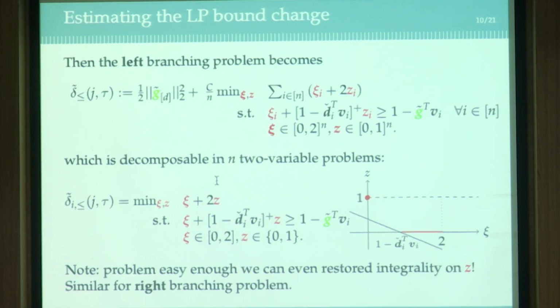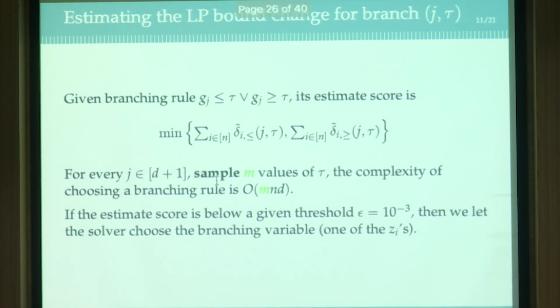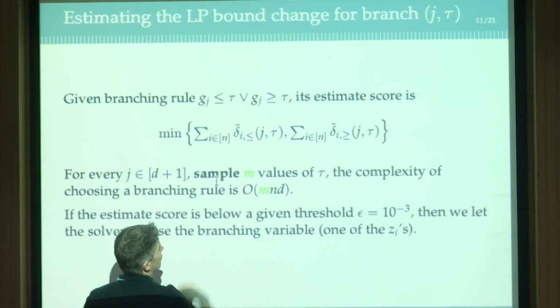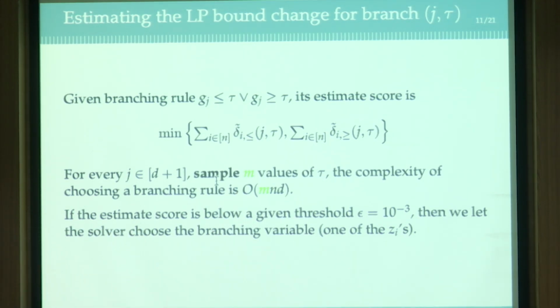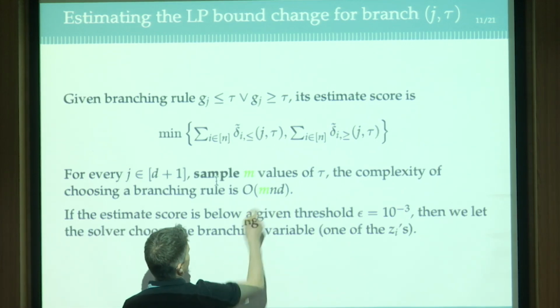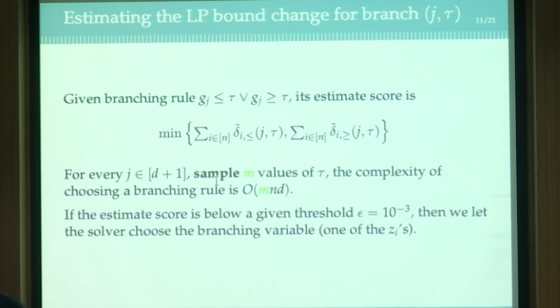And now I can actually do what I said before. Even if I sample m values of tau between lower and upper bounds on the variable gj, I can reasonably find a good branching point with n times d estimation. So the complexity of heuristically finding a decent branching rule is relatively simple.